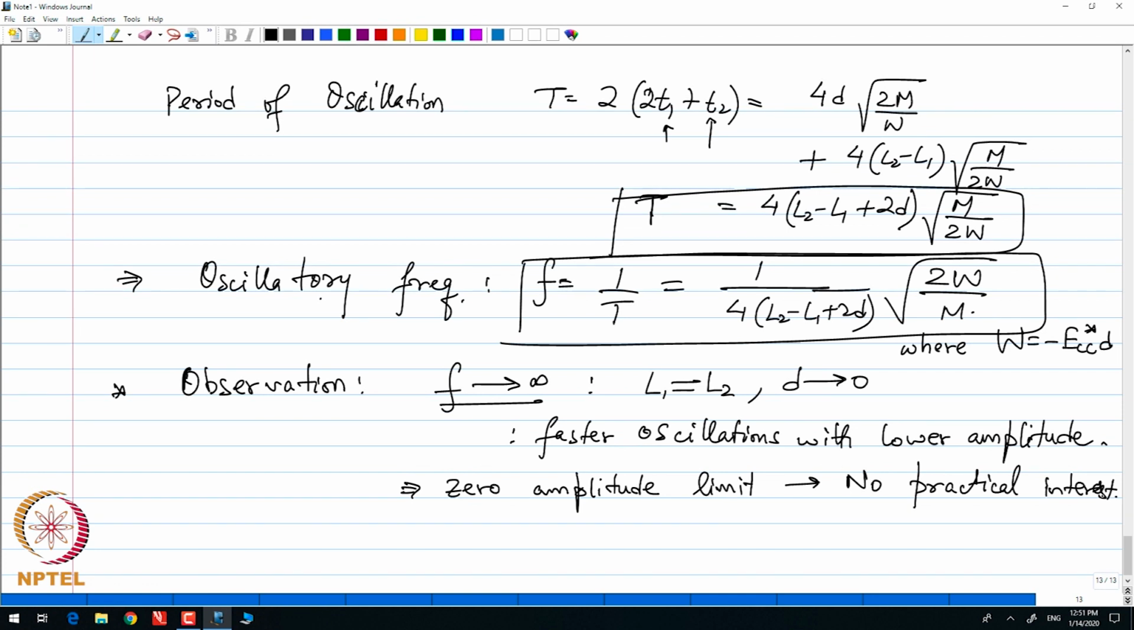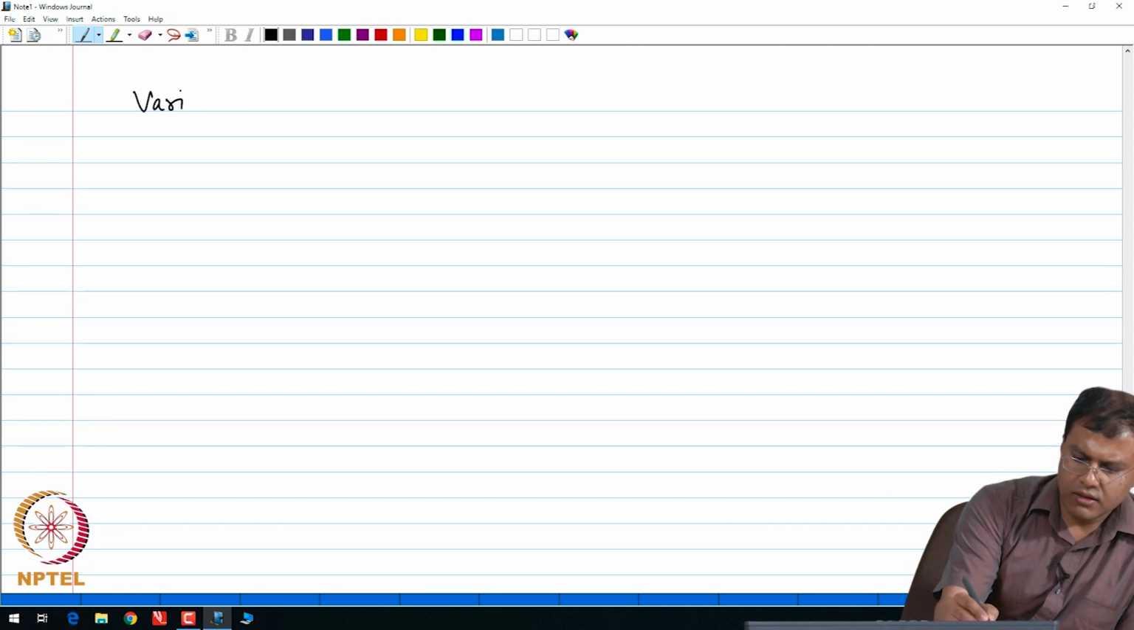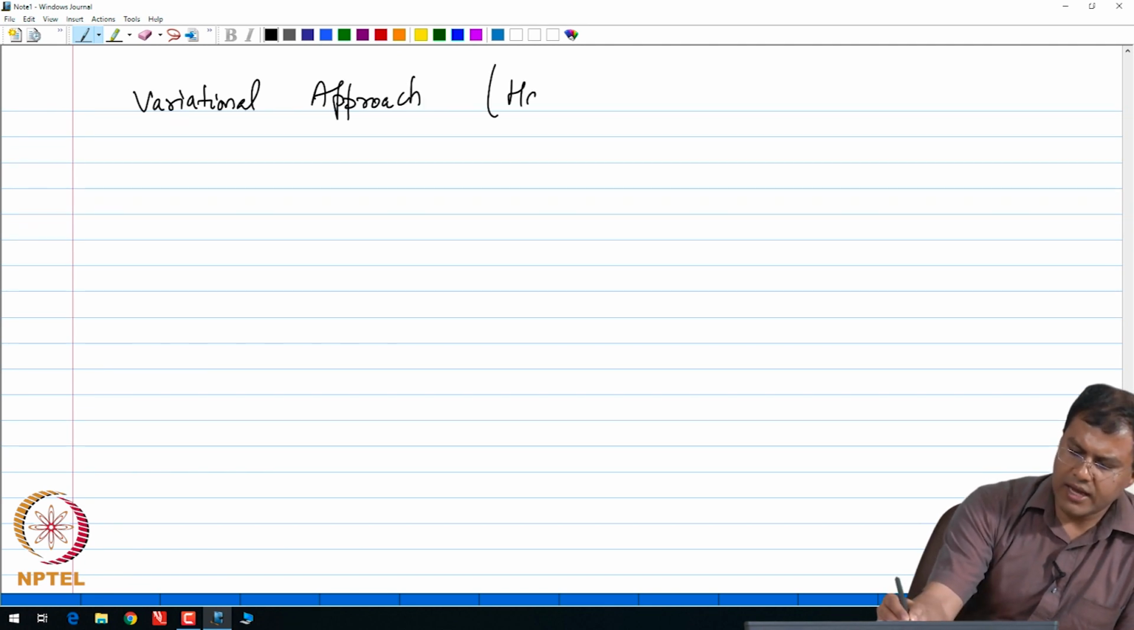Okay. So let us now look at the same model of this oscillatory motion of these nanotubes via Hamilton's equations, or the Hamiltonian formulation. So now let us look at the variational approach. So let us try to answer question 3 using our variational approach, that is via Hamilton's principle.